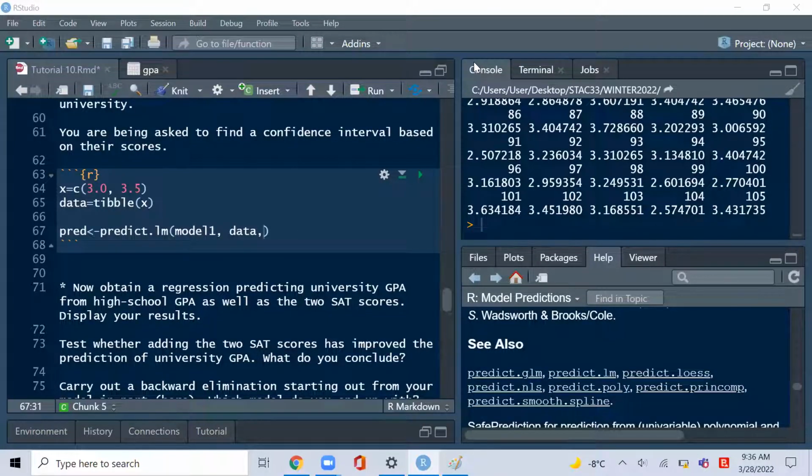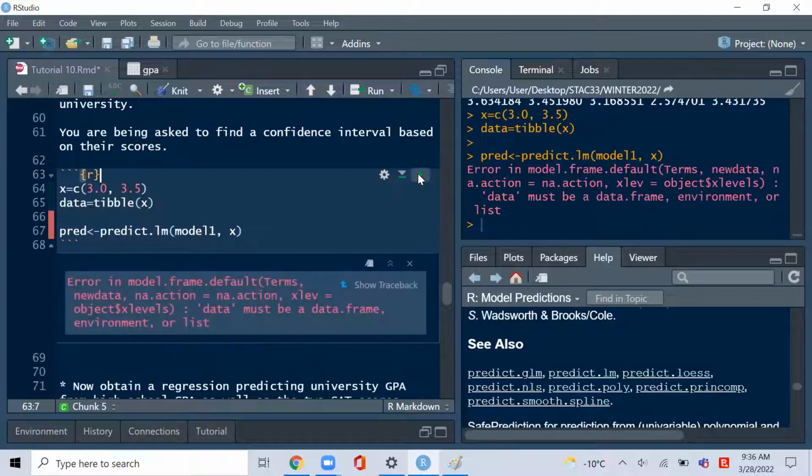Yeah, so I did put X, but I don't know if it works with X. To my knowledge, I think you need to put a data frame. Let me see. Yeah, it doesn't work. So it doesn't take a list.